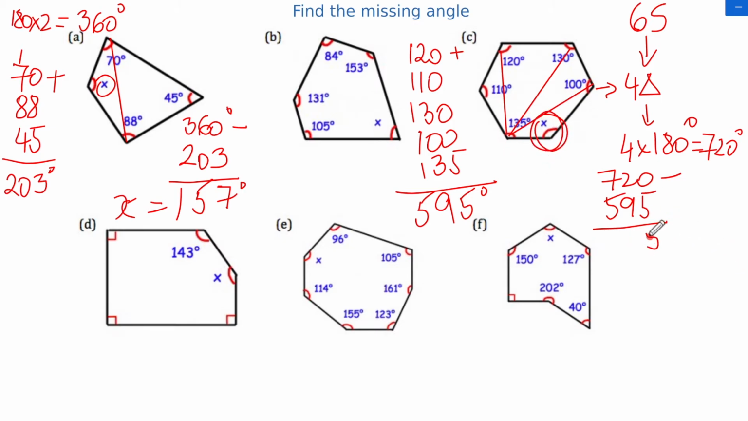And that should give me 5. Borrowed 1 from here. 9 take away from 11 is 2. 5 take away from 6 is 1. Okay, so that should be 125 degrees. Now you should be able to do this by yourself. Pause the video and try to do it, and I'll give you the answers in a bit.